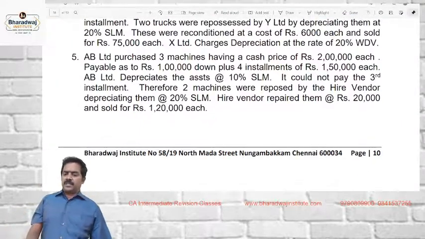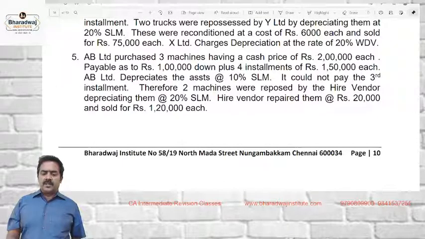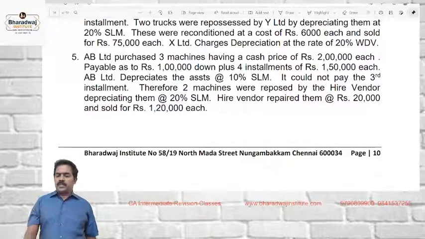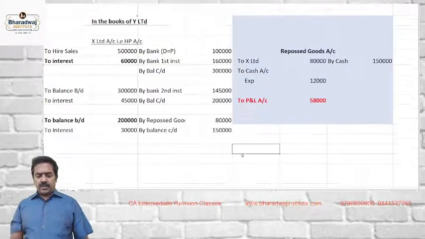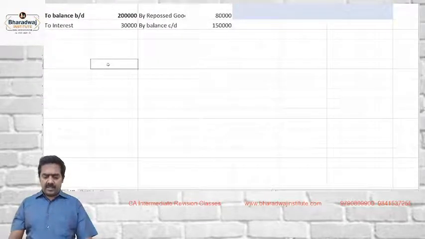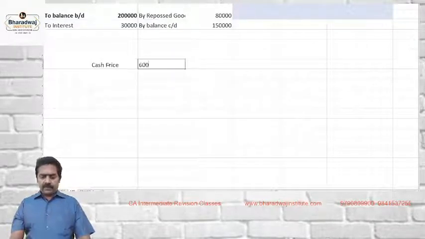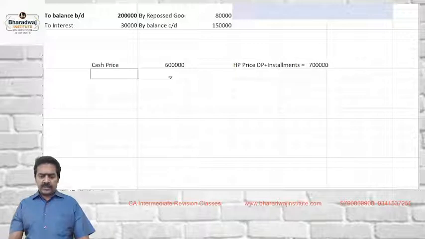ABC Limited purchased 3 machines having a cash price of 2 lakhs each, payable 1 lakh down plus 4 installments of what? 1,50,000 each. 10% depreciation, could not pay third installment, therefore 2 machines are repossessed by hire vendor, depreciating at what? 20% SLM. Vendor repaired them at 20,000 each and sold for what? 1,20,000 each. What is missing in the problem? Interest. So what is the cash price? 6 lakhs. Hire purchase price, down payment plus installments. What is the total you get?